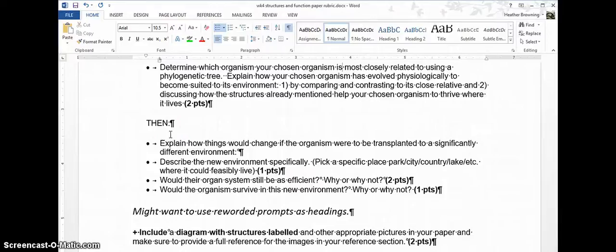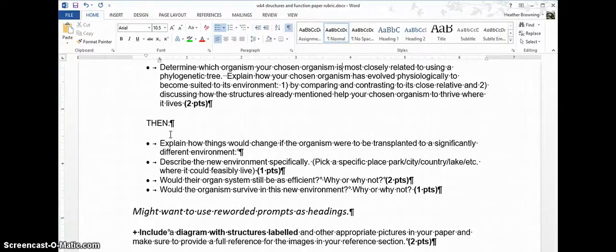Then explain how things would change if the organism were transplanted to a significantly different environment. Describe the new environment specifically. I need you to pick a specific place, a park, a city, a country, a lake, something where it could feasibly live. So your fish isn't going to live in the air, your elephant wouldn't live underwater. It's got to be something specific. Say I'm talking about the elephant, I'm going to move it to Alaska because the woolly mammoths were there, and so maybe it could live there, and I'll talk about why it couldn't. So it's got to have at least a chance to live.